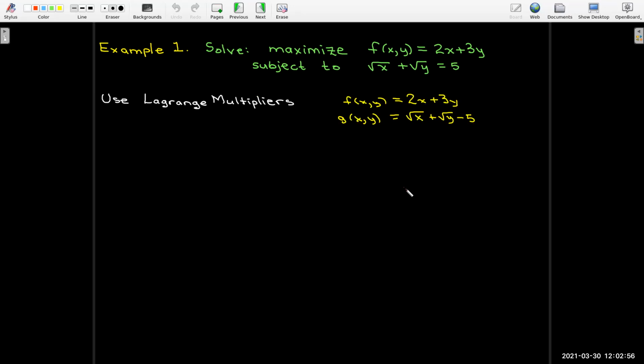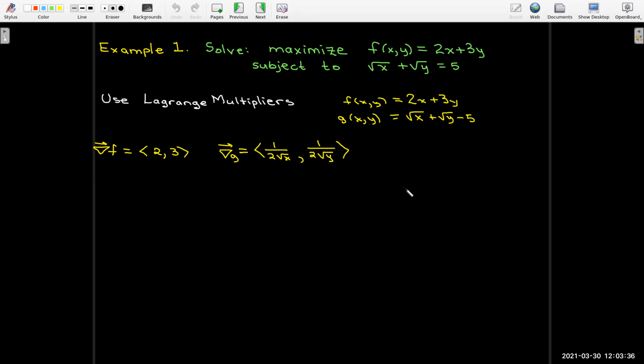So our f function, our objective function, we know that geometrically that just represents a plane. And then we have our constraint function, which we will rewrite as radical x plus radical y minus 5. And we need to find the gradient of each one. So the gradient of f is just the constant vector with components 2, 3. And the components of the g gradient are 1 over 2 radical x and 1 over 2 radical y.